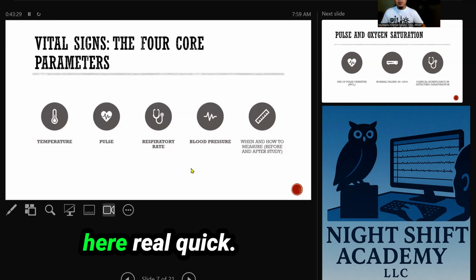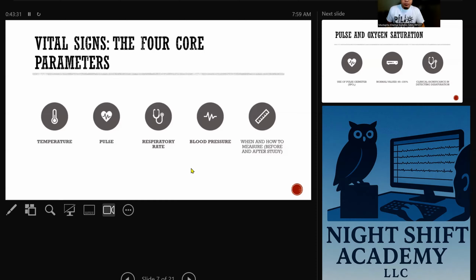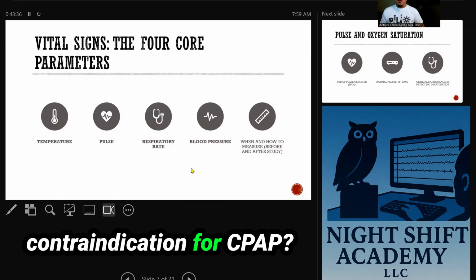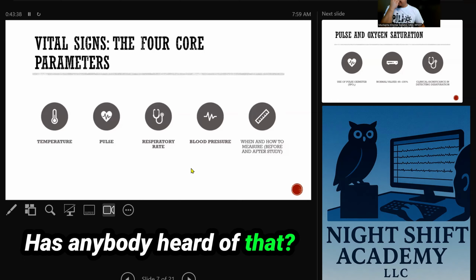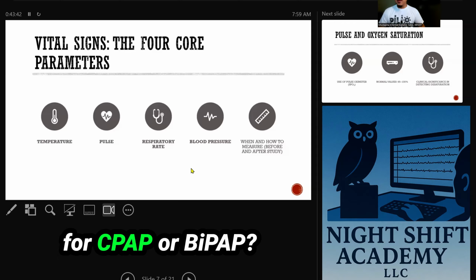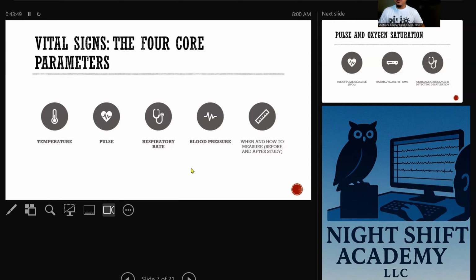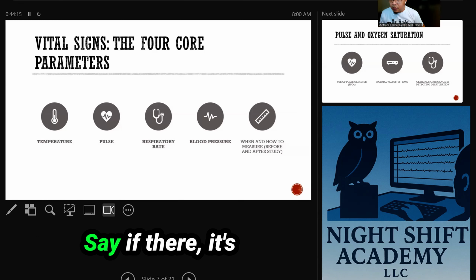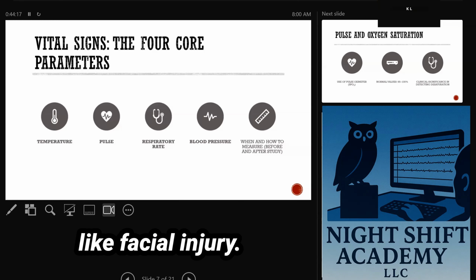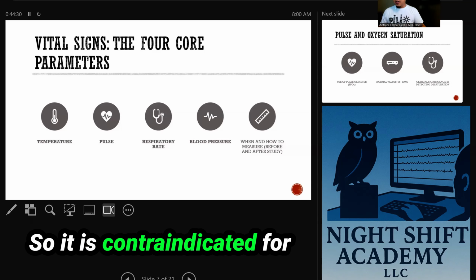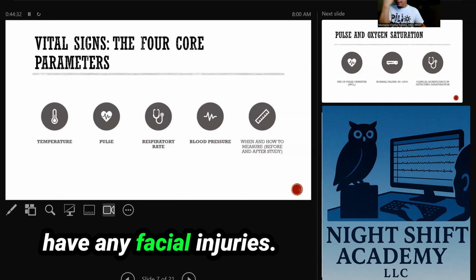Let me pull back here real quick. Let me ask a question. What is one of the contraindications for CPAP? Has anybody heard of that? What is one contraindication for CPAP or BiPAP? This is an exam question, by the way. Even now for us. Say, if there are facial injuries, like that. Yes, so it is contraindicated for patients to use CPAP if they have any facial injuries.